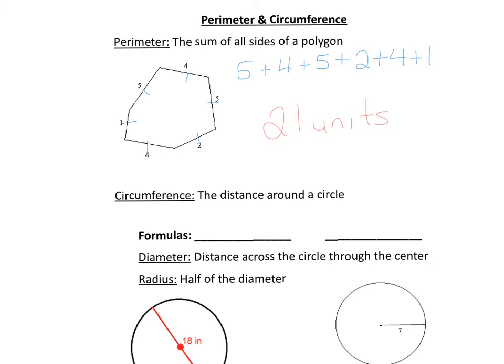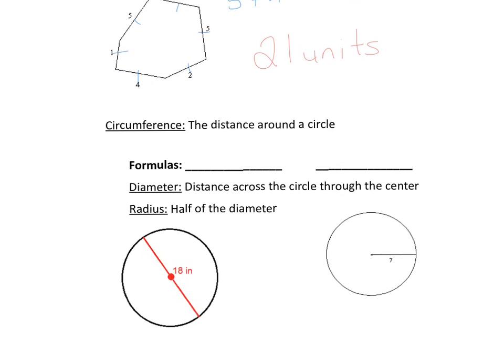Now there's no units on this figure, so we use the word units on our answer. Perimeter is the sum of all sides in a polygon. Circles are not polygons because polygons have sides, they have straight edges. A circle is round. Therefore, we use circumference. Circumference is basically perimeter of a circle. And there are two formulas you have to know. The first formula is pi times diameter, or we can say 2 times pi times radius.